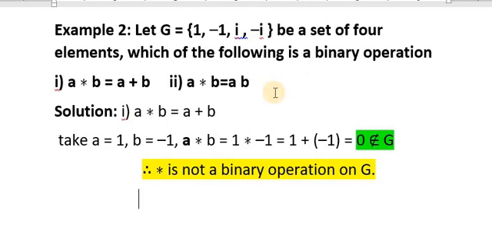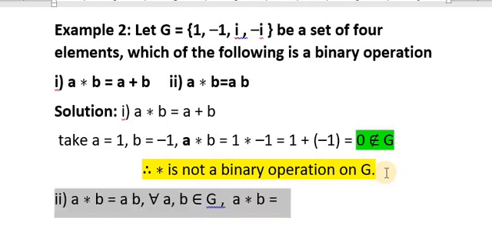Why? Because we have taken a is equal to 1 and b is equal to -1. Then a star b will be 1 plus -1, so it is 1 minus 1, which is equal to 0. 0 is not present in G. Therefore, star is not a binary operation. Now let us see the second problem.